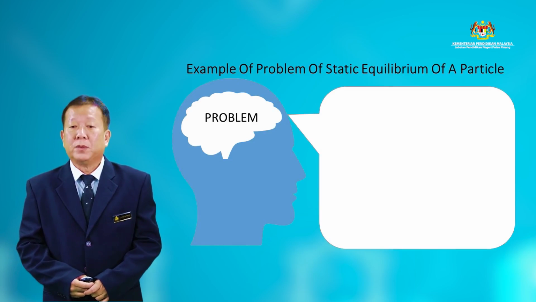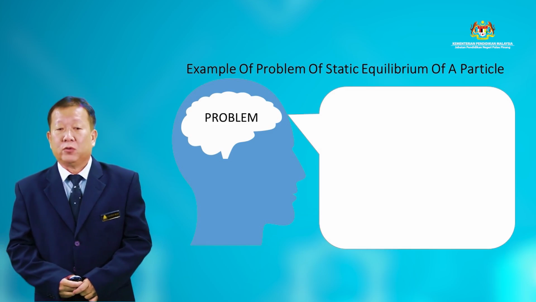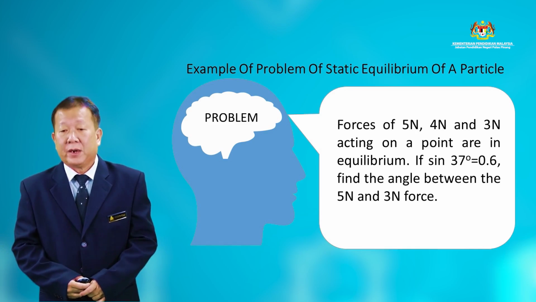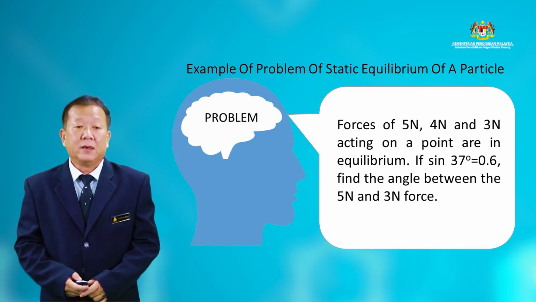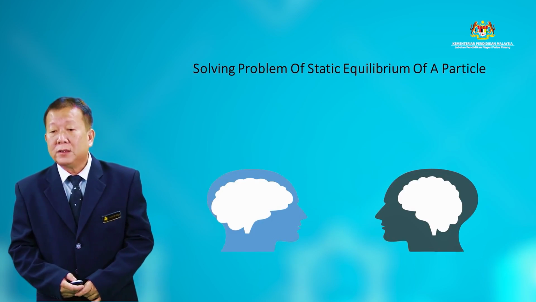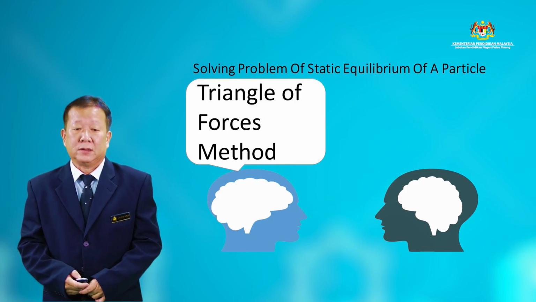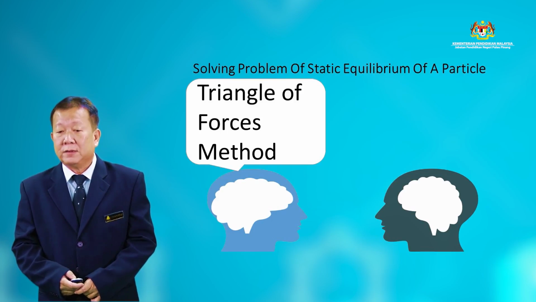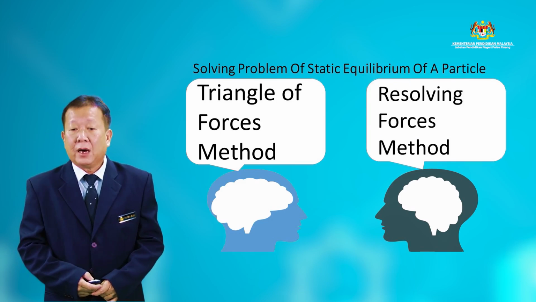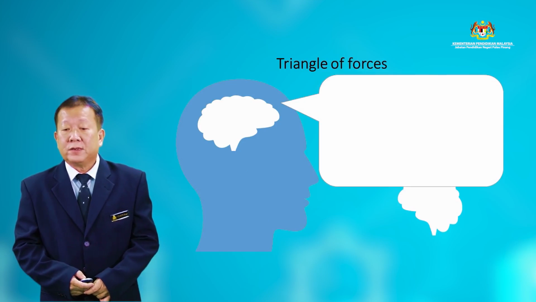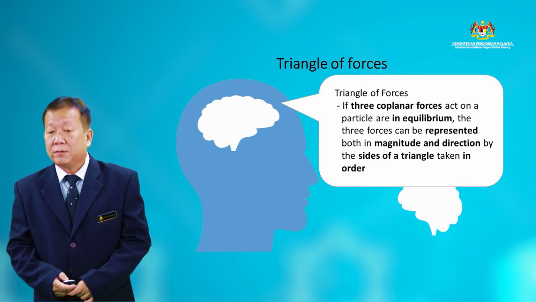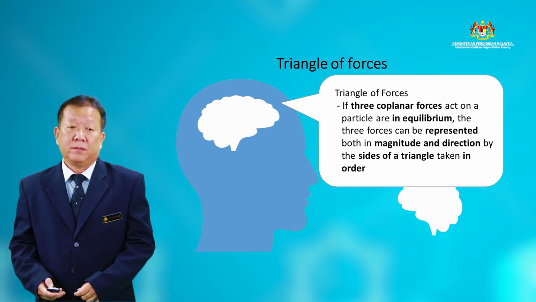Let's look at an example of solving a problem of static equilibrium of a particle. A problem of static equilibrium of a particle can be solved by either using the triangle of forces if it forms a triangle, or using the method of resolving of forces. The triangle of forces method states that if three coplanar forces acting on a particle are in equilibrium, the three forces can be represented both in magnitude and direction by the sides of a triangle taken in order.